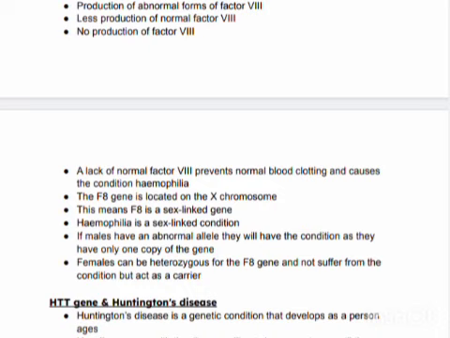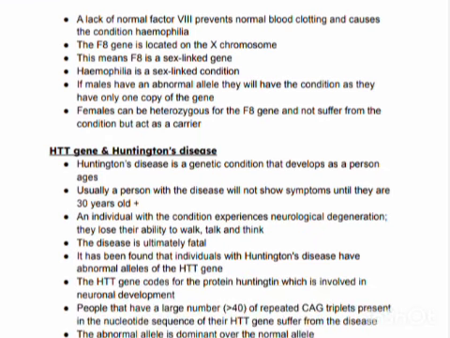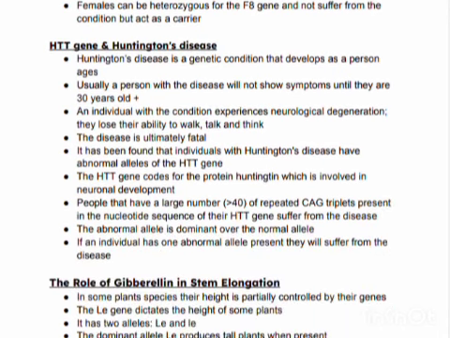And we know that the factor 8 gene is present on the X chromosome and it's a sex-linked gene, so hemophilia is also a sex-linked condition. And we also studied how if males have an abnormal allele, they will have the condition as they have only one copy of the gene. However, because females have two copies, they may be carriers, they may be suffering from hemophilia, or they may not suffer also. So these are the three phenotypes that will result for females.